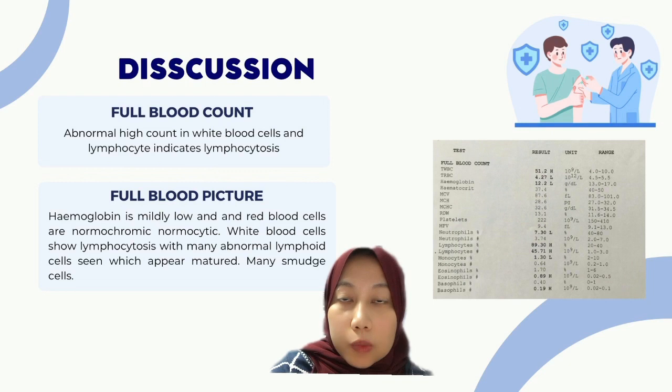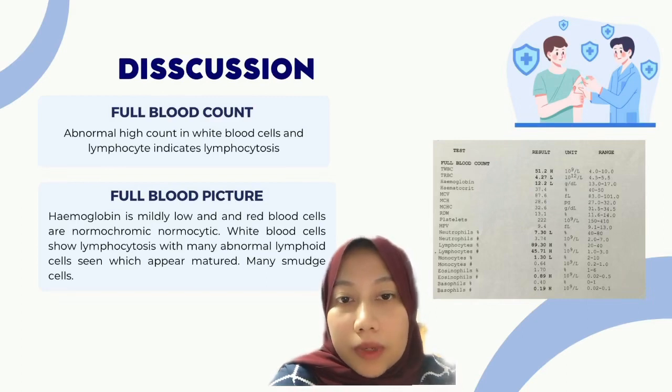Pathology Laboratory of Hospital Raja Permaisuri Bainun Ipoh processed a few screening tests for the patient's blood samples, which are full blood count, full blood picture, renal profile and liver function tests. The laboratory findings revealed an abnormally high count of white blood cells and lymphocytes in the full blood count results, which indicates a lymphocytosis.